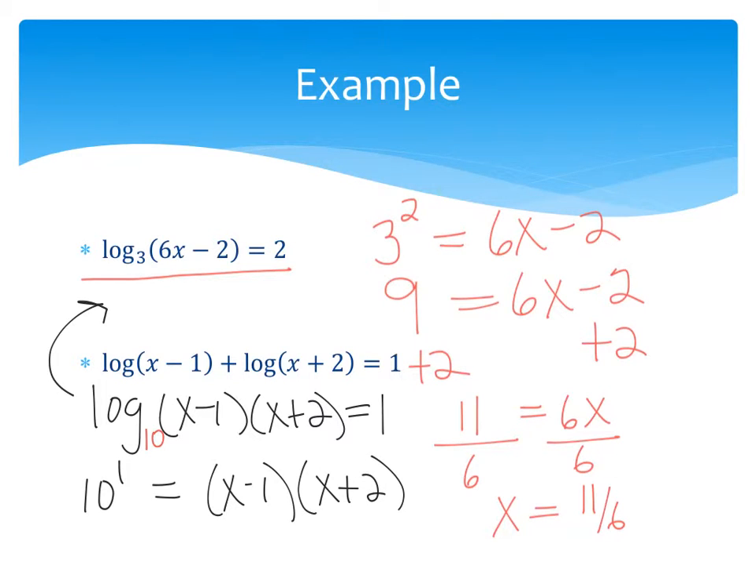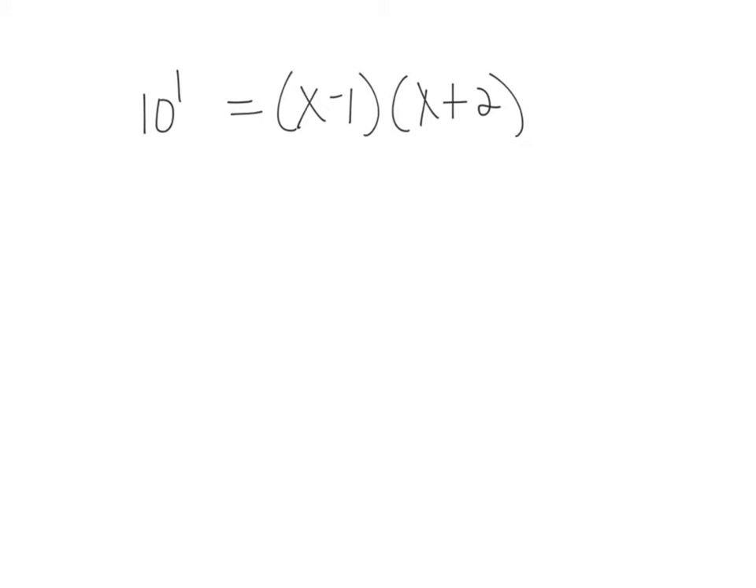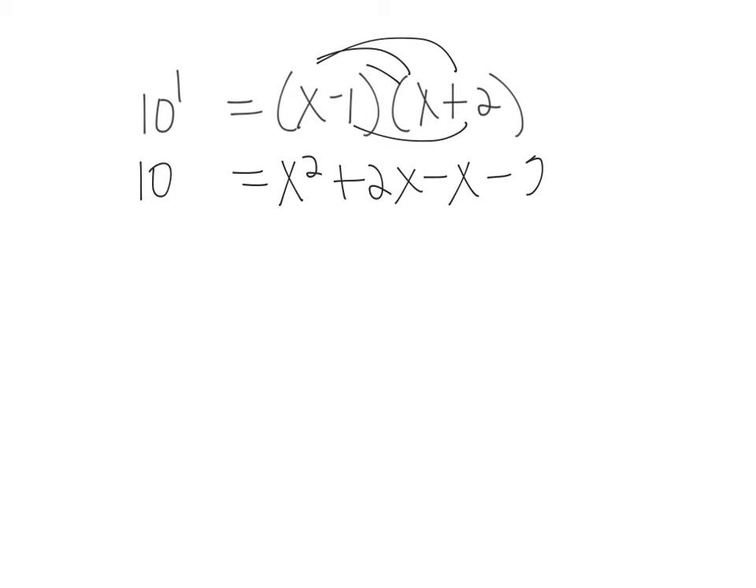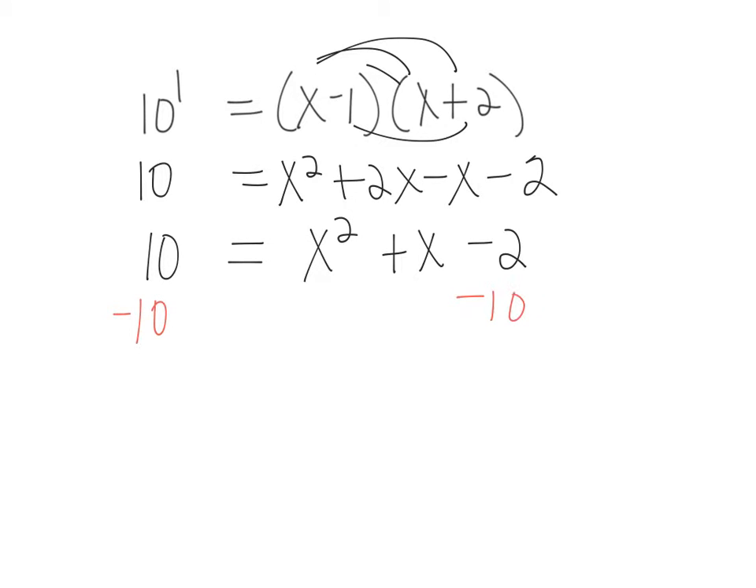Let's go ahead and get a fresh sheet to solve that. So what we have is 10 is equal to, and we're going to FOIL. So first gives us x squared, outer gives us 2x, inner gives us negative x, last gives us negative 2. So 10 is equal to x squared plus x minus 2, and we need to subtract the 10 from both sides so that it's set equal to 0. 0 is equal to x squared plus x minus 12. And we're going to go ahead and factor that.